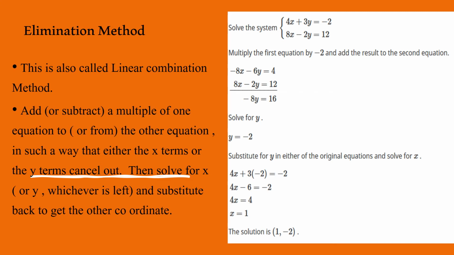Here we are adding or subtracting a multiple of one equation to the other in such a way that either the x term or y term will get cancelled out. Then you are trying to solve for x or y, whichever is left, and substitute it back to get the other value.